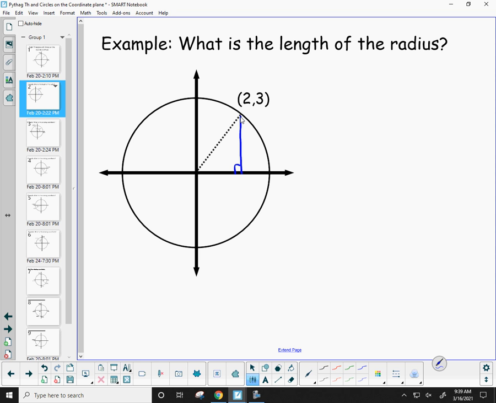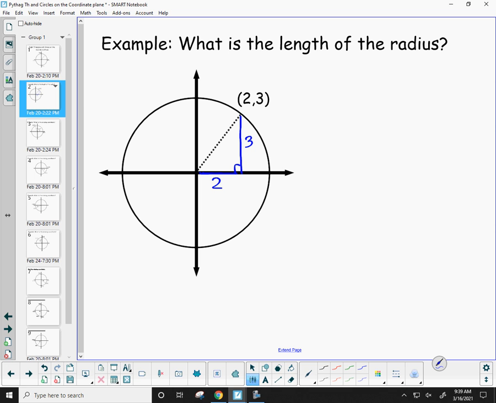I want you to think about what that point 2, 3 means. 2, 3 means we went over 2 on the x-axis and up 3 on the y-axis, right? So this side of the triangle is 2 units long. This vertical piece is 3 units long. So now I have a right triangle. I have two sides. Can I find a third? Do I have a special right triangle here? Not that we know of, right? So we should use the Pythagorean theorem here.